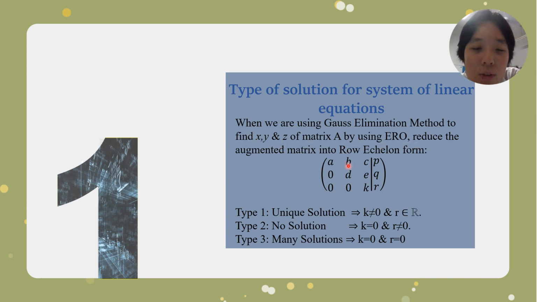By using ERO, we could reduce the augmented matrix into this row echelon form, which when k not equals to 0, r belongs to real number, it is a unique solution. K equals to 0, r not equals to 0, it is no solution. Both k and r equal to 0, it has many solutions.